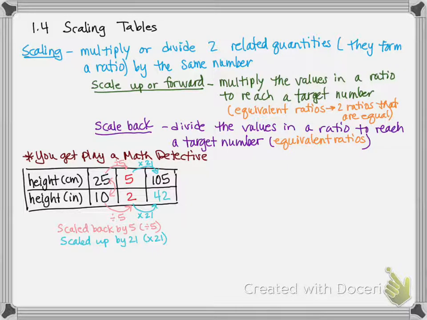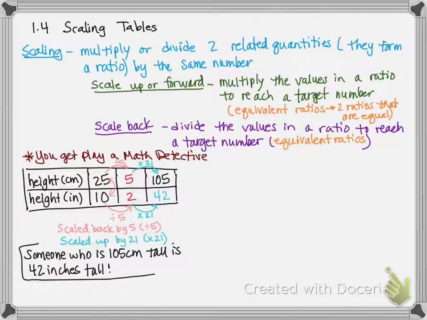So basically what we can conclude from this, someone who is 105 centimeters tall is 42 inches tall. So that's what we were discovering here: what height would somebody who's 105 centimeters in, let's say, Britain be if they came to the United States?